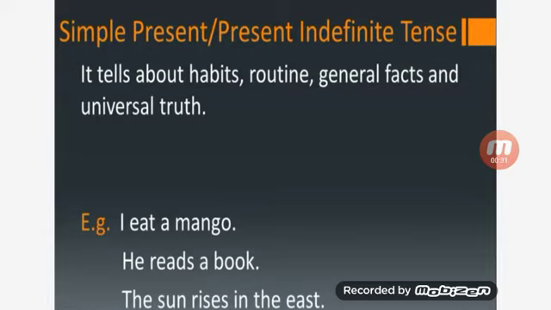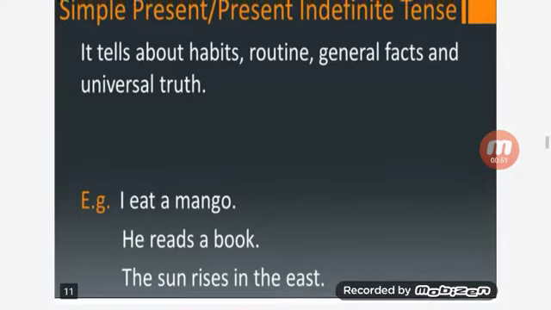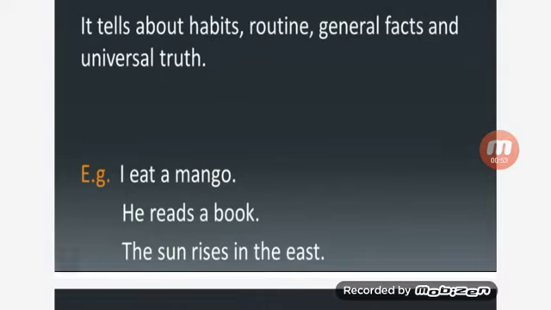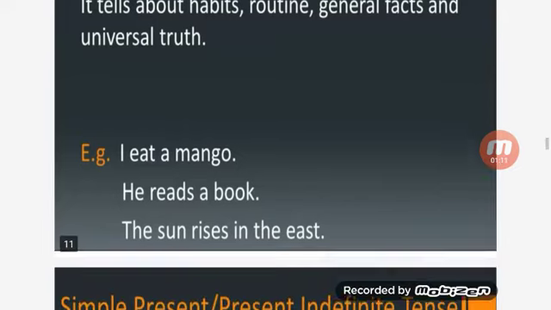This tense shows habits, routine, general facts and universal truth. It tells about habits, routine, general facts and universal truth. For example, I eat a mango. He reads a book and the sun rises in the east. So these sentences are showing some habits, routine, general facts and universal truth.